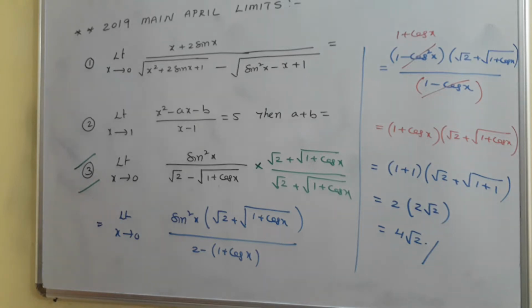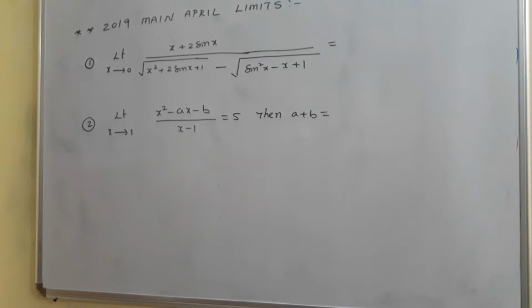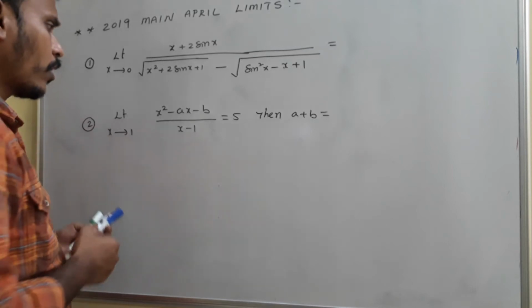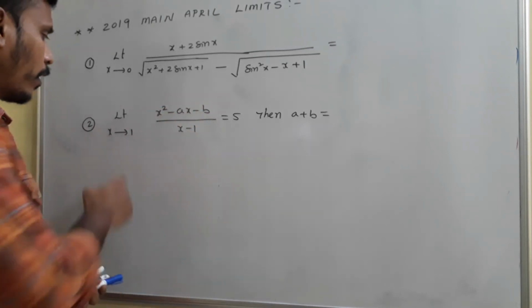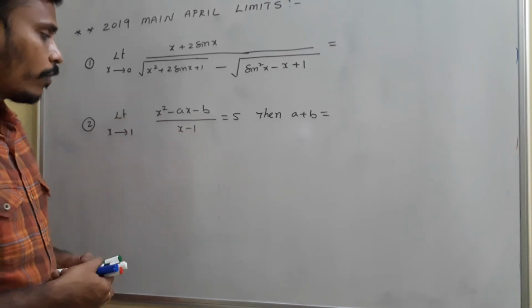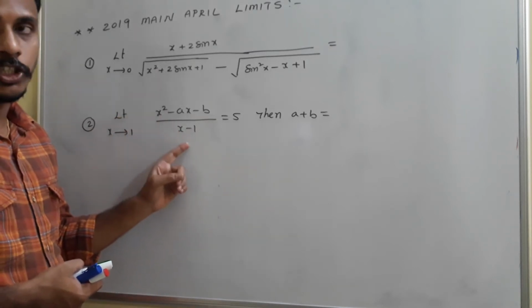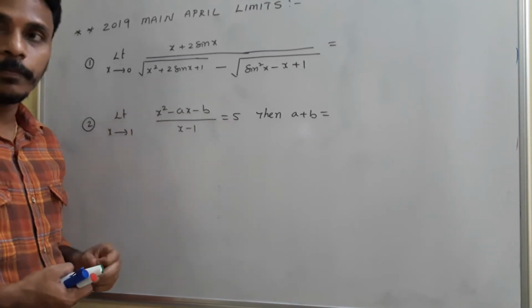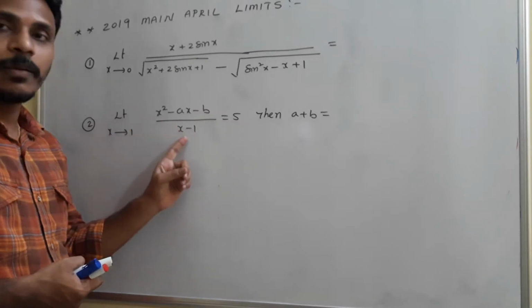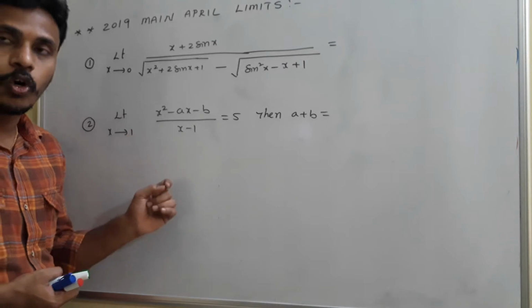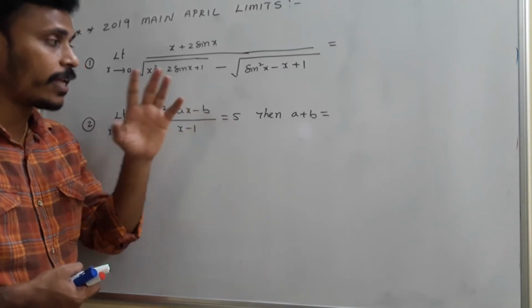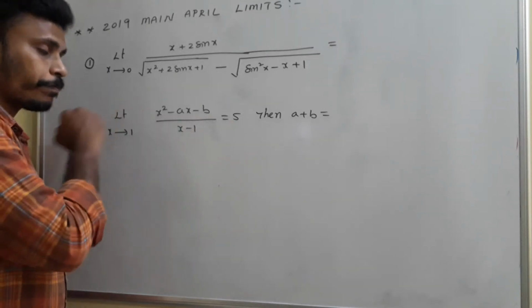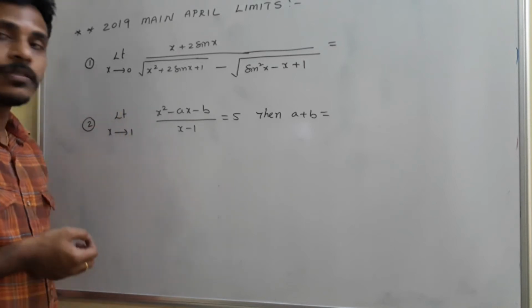After this, you need to think about the second one. So next one, limit x tends to 1 of (x² − ax − b)/(x − 1). This is given as a finite value 5. If we directly replace x with 1, we will get the denominator as 0. Since the denominator is 0, the value is something by 0, which gives you infinity. Direct substitution of x makes the denominator 0. So the value will become infinity, but it is given as a finite value. Since it is given as a finite value, you need to think that this is of the form 0 by 0.